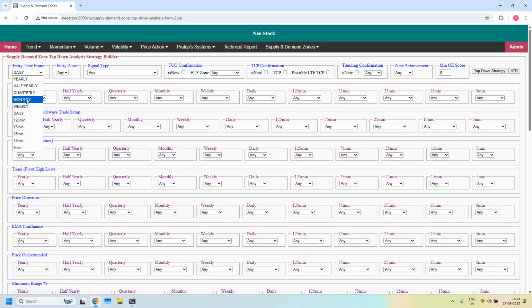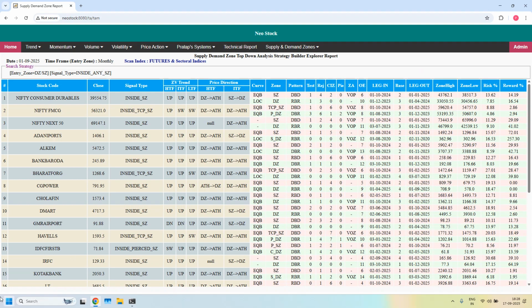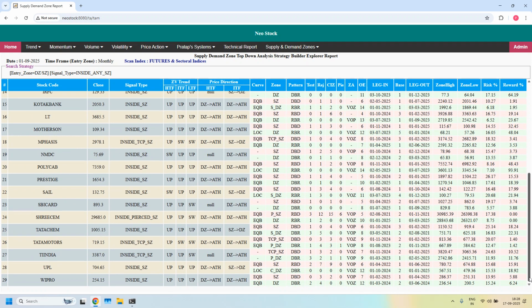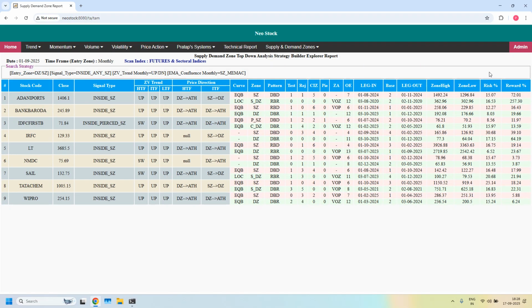Next, price closed inside the monthly supply zone. First 15 stocks in the list. Scrolling the list down, total 29 stocks are filtered. We can further filter based on the monthly supply zone having monthly EMA confluence, and also the trend on the monthly should not be sideways. We got 9 stocks.